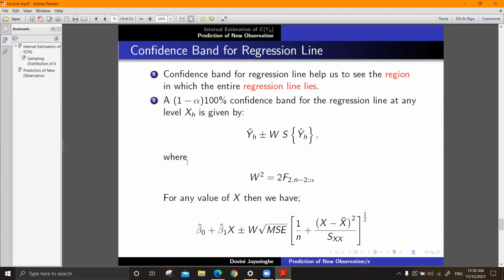This formula, I don't say not to study it, but it is not worth doing because this is constructed for a particular X level. So when you are constructing the band, you have to construct these things and then join them. That is the idea.